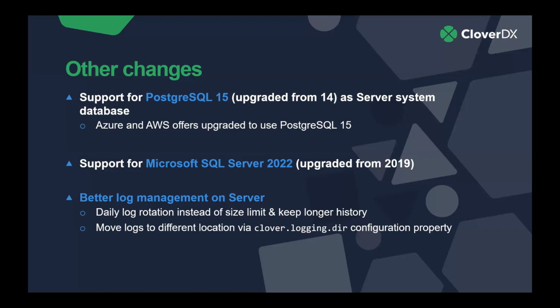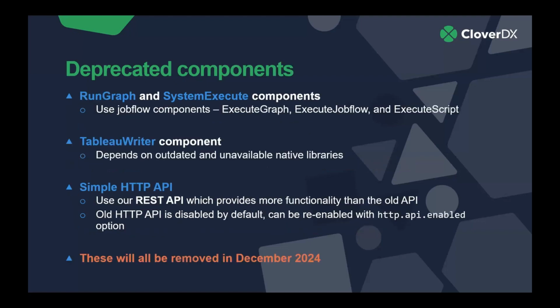We also increased the history size because storage is very rarely an issue these days. So keeping a couple hundred megabytes of log around is not a problem at all. It's also now much easier to move logs to a different location. There's now one global setting called clover.logging.dir, which allows you to move all the logs that Clover server creates as it runs to some different location. This will be especially useful if you are setting up some sort of backup rules and so on for your server installation. As part of this release, we are also removing some functionality, or rather deprecating some functionality.